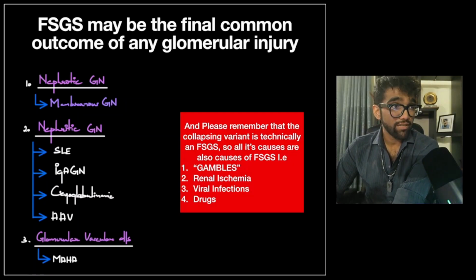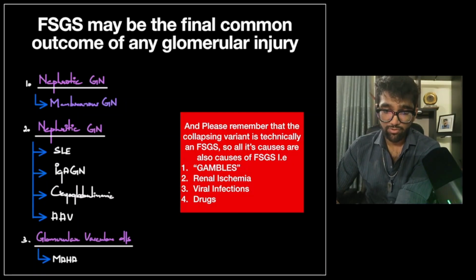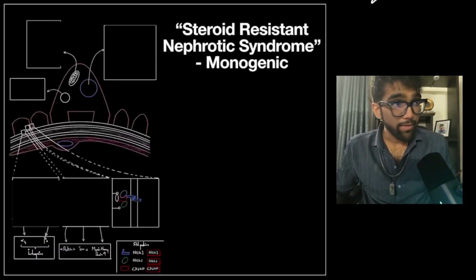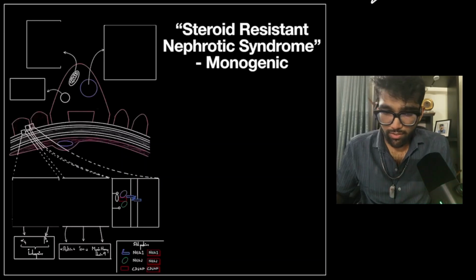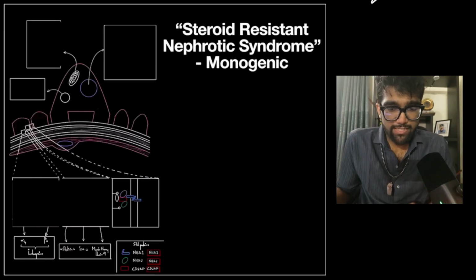I recall them using the mnemonic gambles, and we'll just get to that. Okay. Then it can be due to renal ischemia, viral infections, and drug exposure. Okay. So now coming to our causes of steroid resistant nephrotic syndrome.